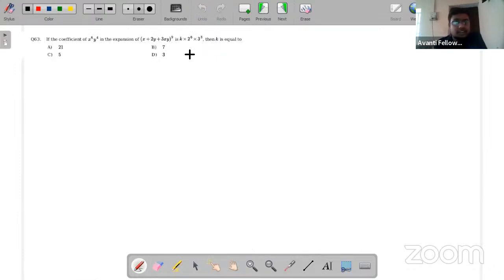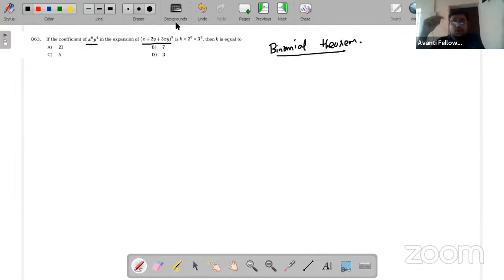Now we'll move on to the next question, 63. So now you can see this is basically a binomial theorem question. Here you can see it is asking for the coefficient of x to the power 6, y to the power 4 in the expansion of this. Now you can see this is a trinomial. In binomial theorem we have generally learned about two terms, expansion of two terms, right? But here three terms are there.